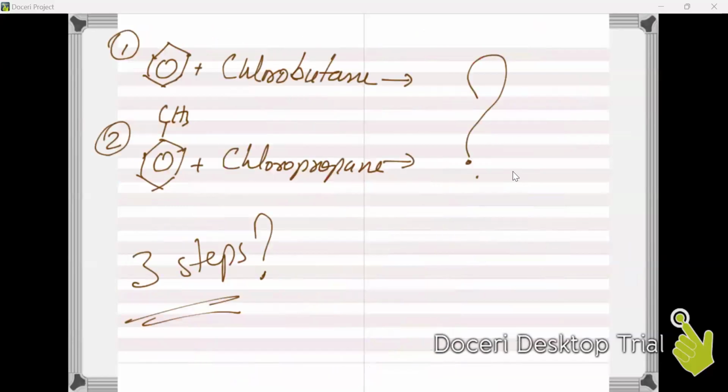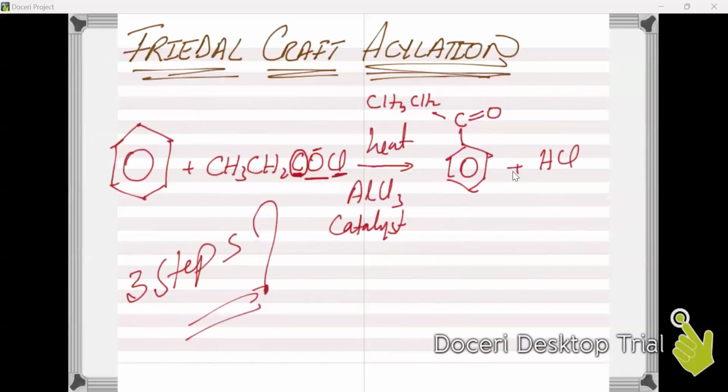You can pause the video. You can do the practice with chlorobutane. You can do the practice of chloropropane, and you should be doing 3-step reactions, clearly following the steps that we have discussed in the previous slide, and this will give you an insight of how to do it. And if there is a question, you can always come back to me and ask.